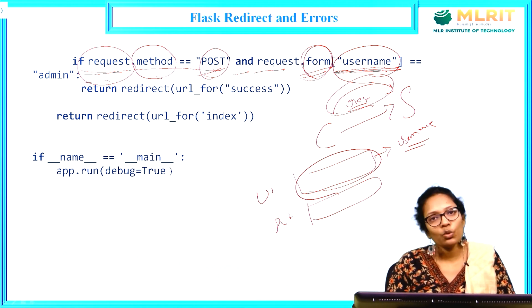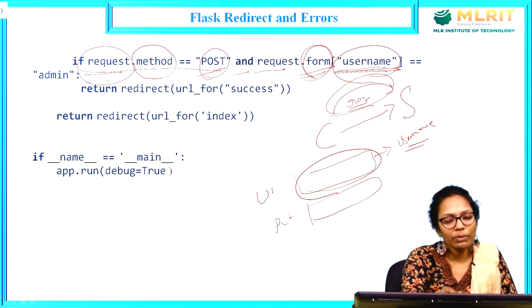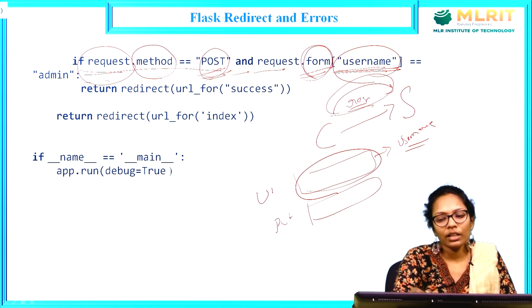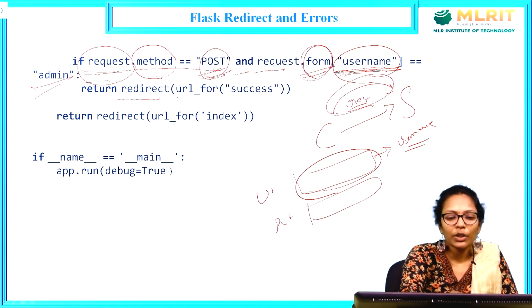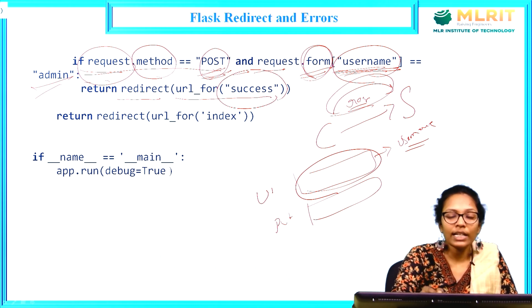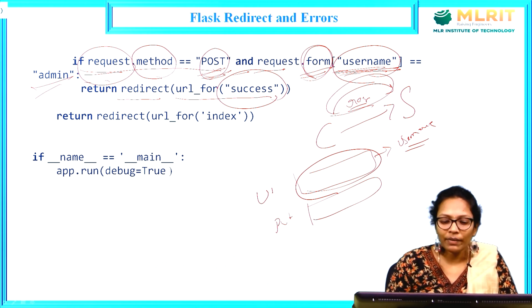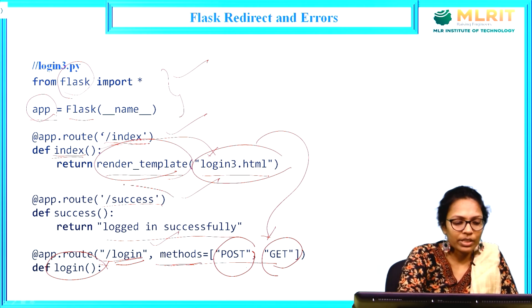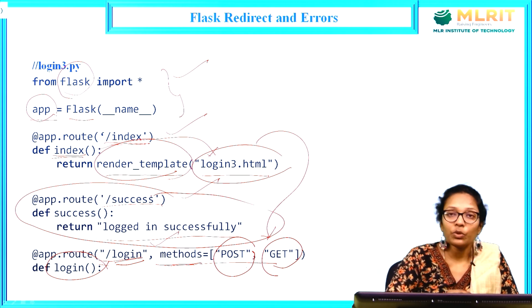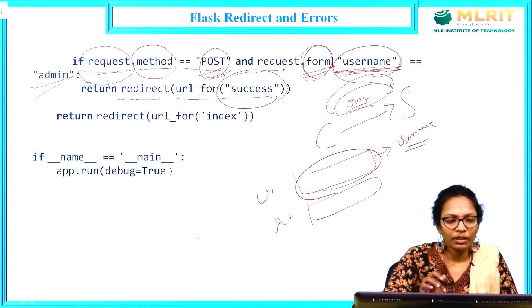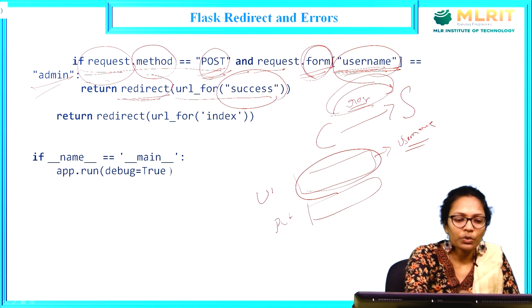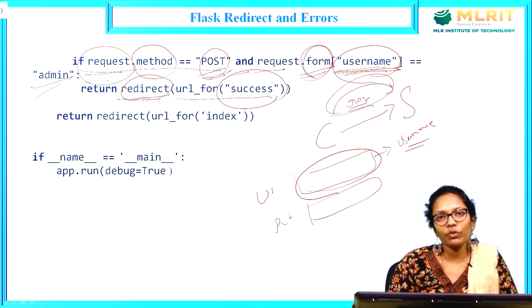So you are checking two conditions here. The first condition is the request method should be POST, and the username should be admin. If the username is admin, then you are redirecting to a URL page. What is that? Success. Here we have this success URL. If the username is admin, what is the message you are getting? Logged in successfully. You are using the Flask redirect function here. So if your details are correct, it is redirecting to a successful page.